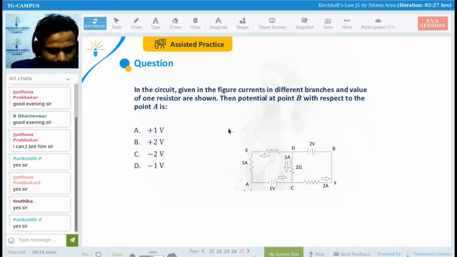So this is your figure. Using this figure, tell me the answer: the potential at point B with respect to A. I think you know where A and where B are. With respect to A, the potential at B. Try this, solve that quickly.